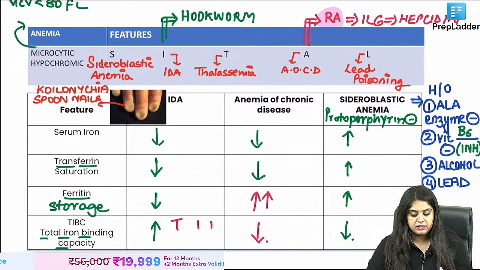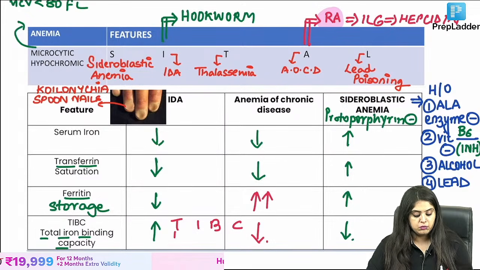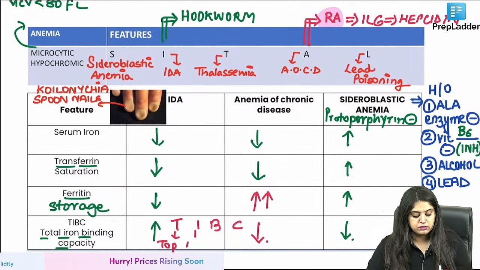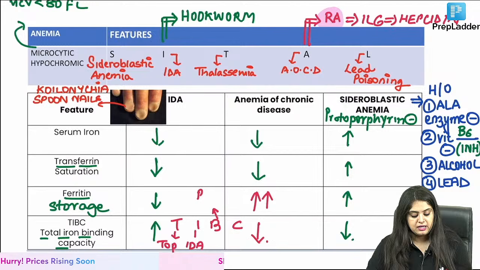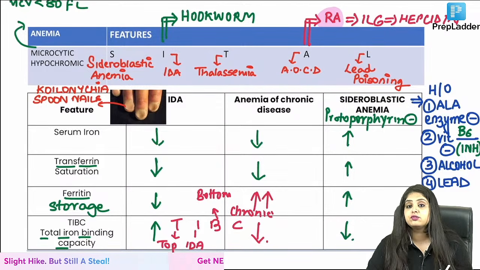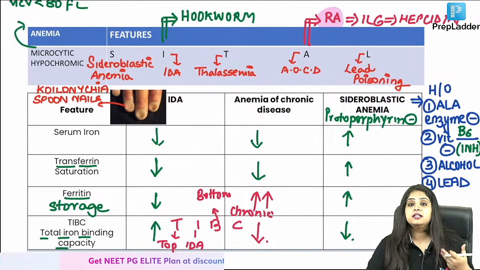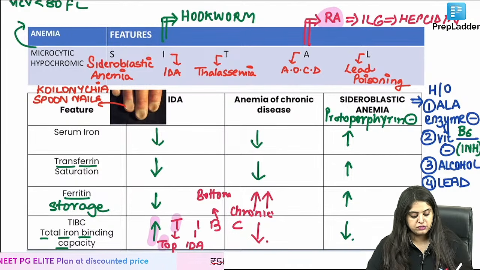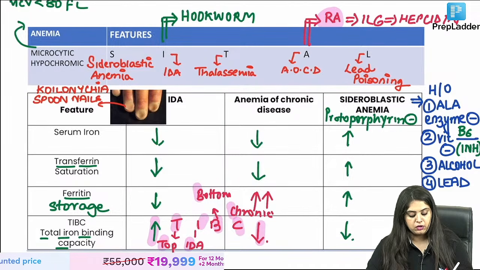There was another way of learning it, right? Another way of learning it was, TIBC is top in iron deficiency anemia, and it is going to be bottom in chronic disease. I hope if the bank account story doesn't reach you in the exam, the TIBC is top in iron deficiency anemia and it is bottom in chronic disease.